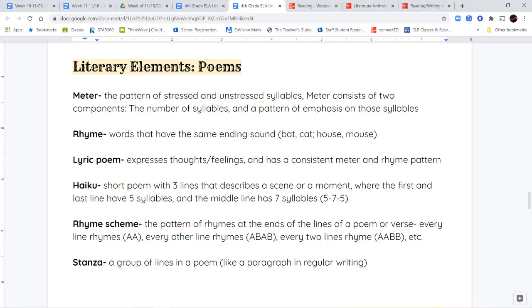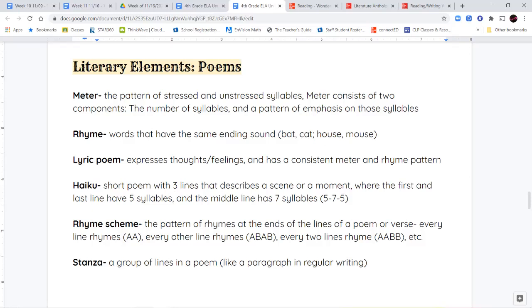Now, a haiku is a unique poem that's very different from a lot of our regular poems because it's very short. It's only 3 lines long, and it's describing one single thing. So it's not talking about a whole event or your whole day or a whole experience. It's talking about one single scene or one single moment. So the first and the last lines each have 5 syllables, and the second line has 7 syllables. So the pattern it follows is 5, 7, 5. That's it. There's no extra stanzas. Your haiku is just those 3 lines.